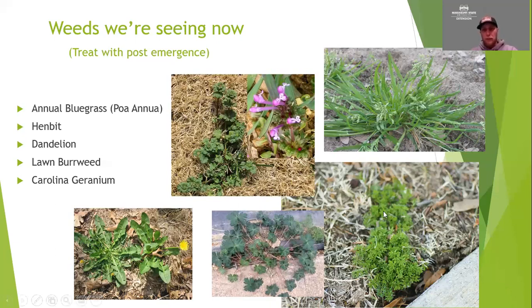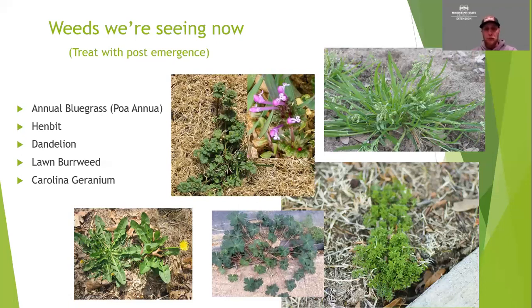But this little rascal down here on the bottom right is what you really want to try to get a hold of right now, and that's lawn burrweed. That's what a lot of people just call sticker weed. You walk out there barefoot in May, and you don't walk out there barefoot very long. It tells you to put some shoes on pretty quick. But if you can go ahead and spray it now with a post-emerge, you can prevent it from really getting the stickers, and it's not a problem.